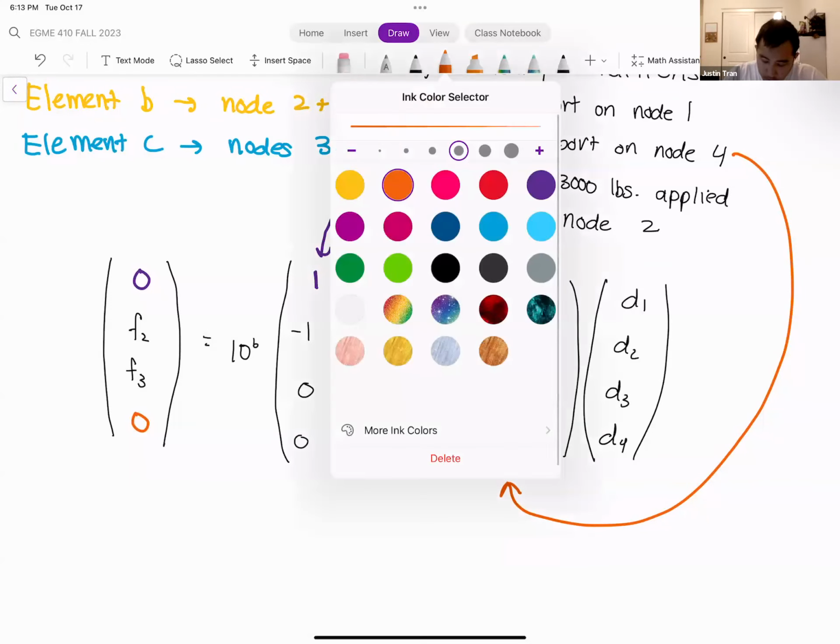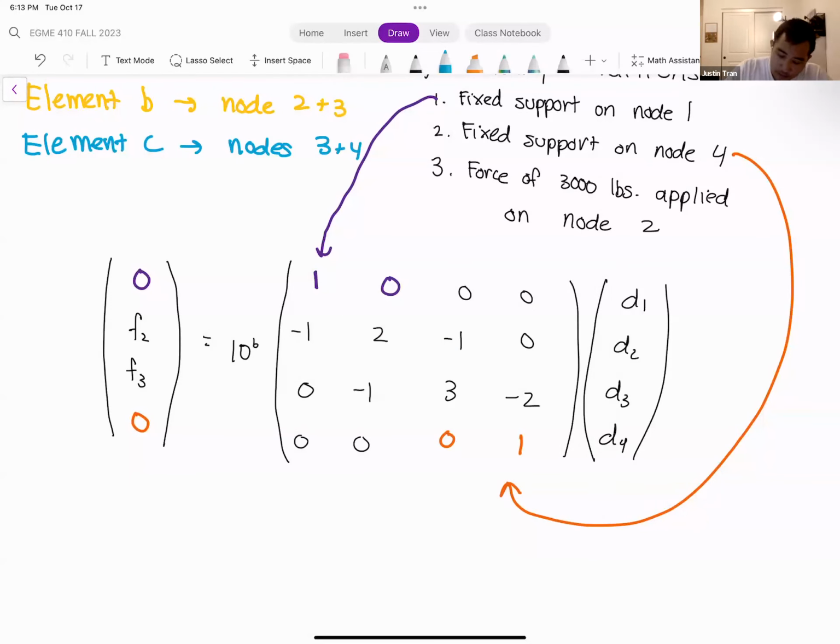And then finally, we have the 3,000-pound force on node 2. That's going to be a load type boundary condition, and the way that we deal with that is we just put that load directly into the force vector there. So we're going to have a 3,000-pound force being applied on that.